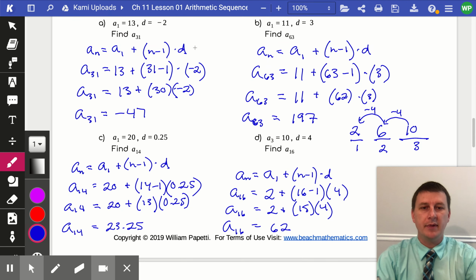So this wraps up our arithmetic sequence formulas, and we're going to be moving on to geometric sequences next, which are a little bit different in terms of what's going on with the patterns.